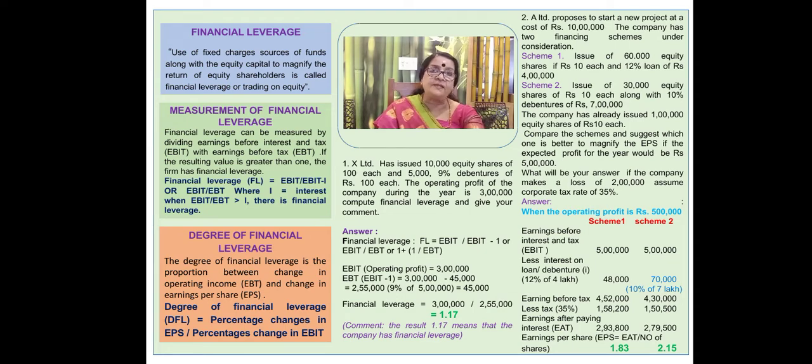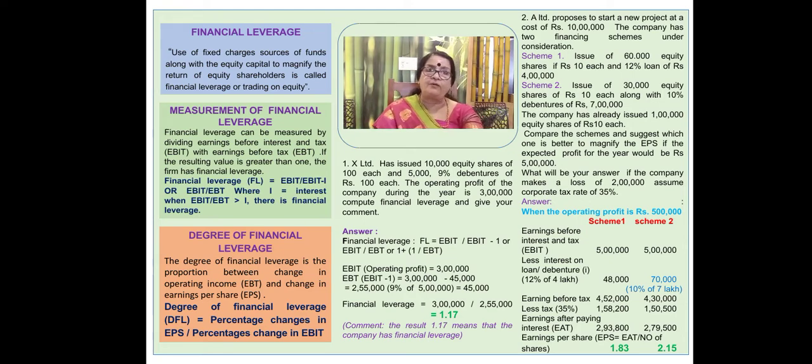The degree of financial leverage is the relationship between the percentage change in EPS, earning per share, and the percentage change in EBIT. That is, whatever change in EBIT is there, how much will be the change in EPS accordingly? Percentage change in EPS divided by percentage change in EBIT is known as the degree of financial leverage. This degree of financial leverage is also computed in some cases. Another example is also given taking into account the degree of financial leverage.